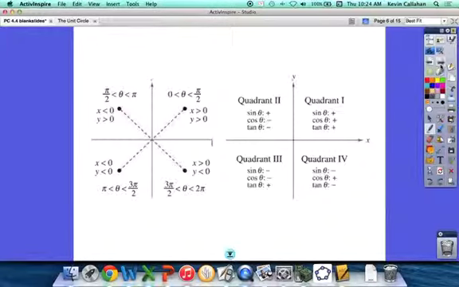Starting with the first quadrant, we know that both x and y are positive, right? That would mean that the sine, which is the y over r, and r is always positive, the sine is positive, the cosine is positive, the tangent is positive. In the second quadrant, because x is negative, that makes the cosine negative and the tangent negative. In the third quadrant, they're both negative, so sine and cosine are negative, but now tangent is positive, because you're dividing y by x, and if they're both negative, the tangent is positive.